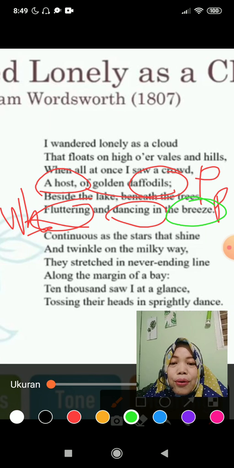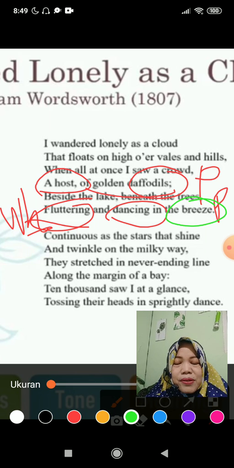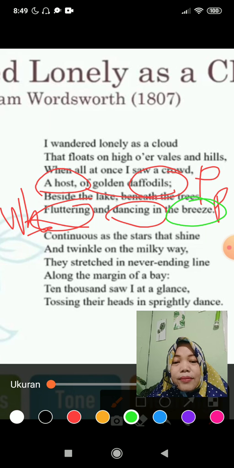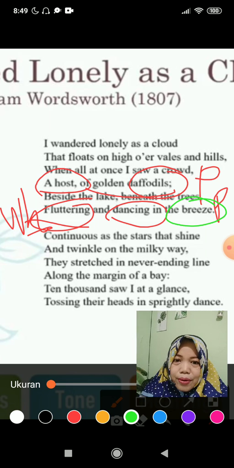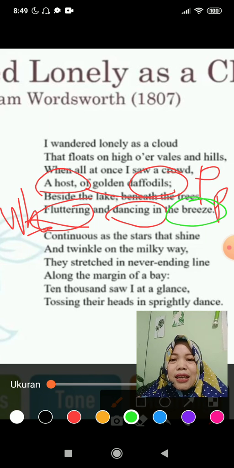Okay, so ladies and gentlemen, my students, that's how to analyze and understand the meaning, the forms, the poetic devices, and then the imagery or figurative language of the poems. Okay. Kemudian for the second, the third, and the fourth stanza, please do it by yourself. I know you can do that one.